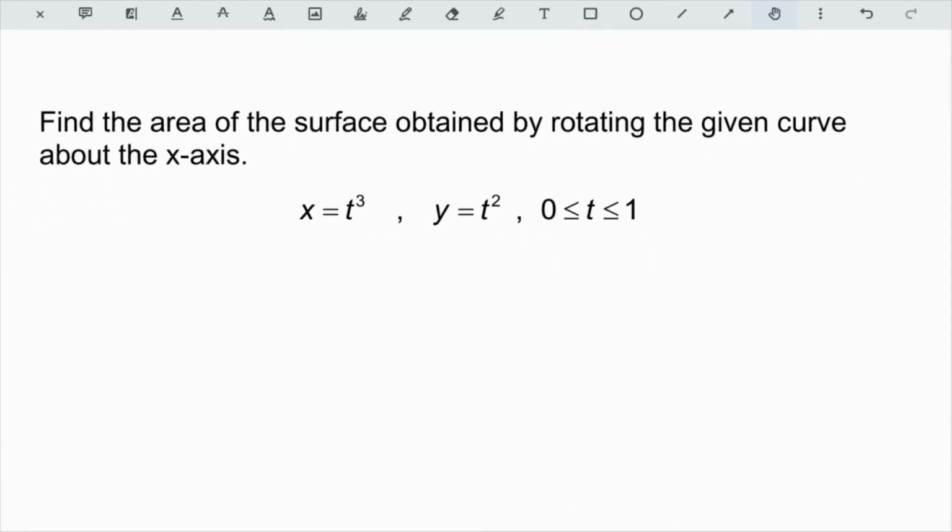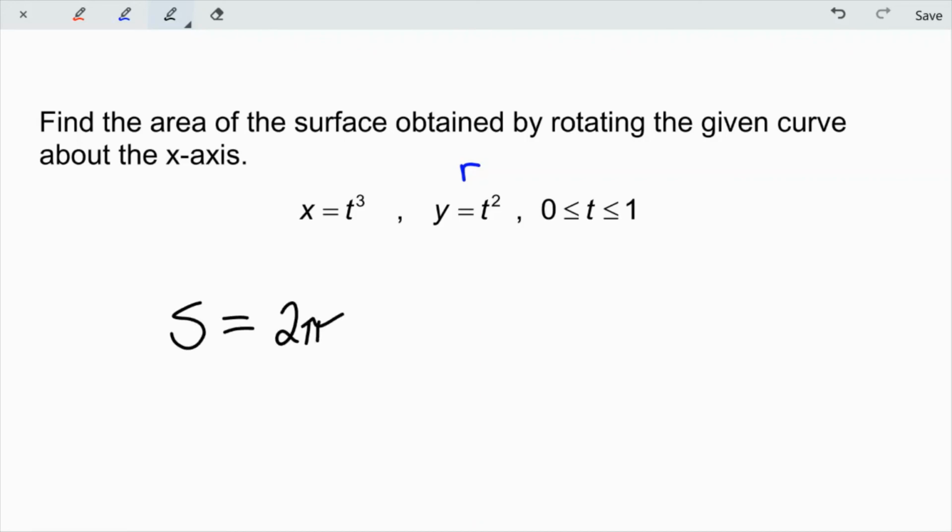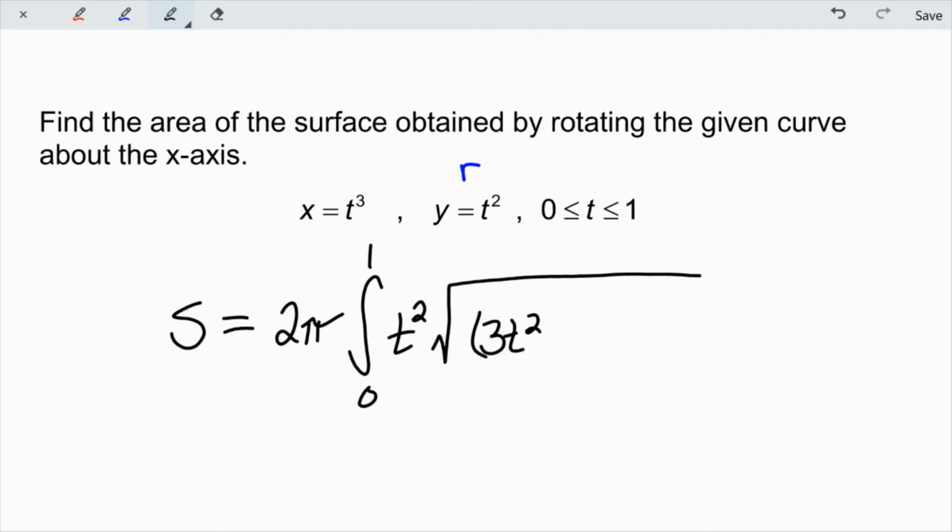Find the area of the surface obtained by rotating the given curve about the x-axis. So since I'm revolving about the x-axis, that means the y is going to be my radius. So for my surface area, remember it's 2 pi r. So 2 pi is going to be outside the integral, so I can get my exact solution. My radius here would be t squared. That's how far away from the x-axis I am at any particular moment. And then dx/dt is 3t squared. I'm going to square that. dy/dt is 2t. I'm going to square that and then multiply by dt. And then again, just like before, we're going to plug that into the calculator and get your solution from there.